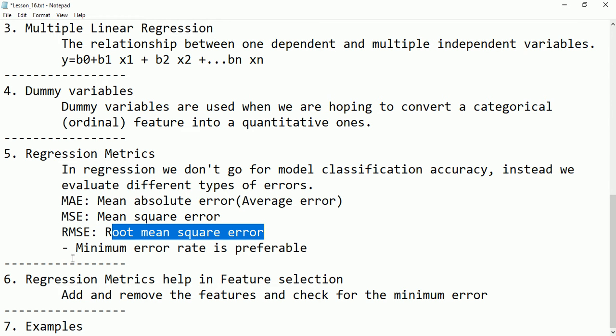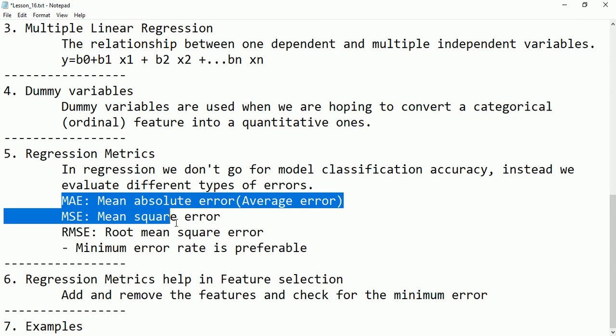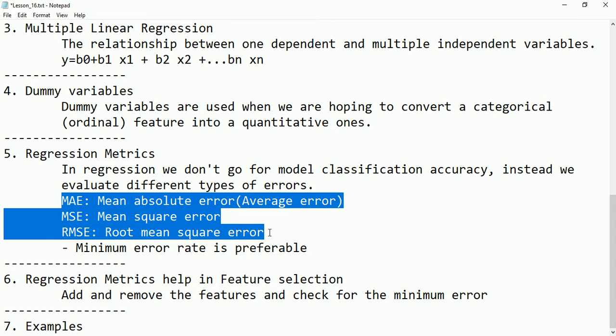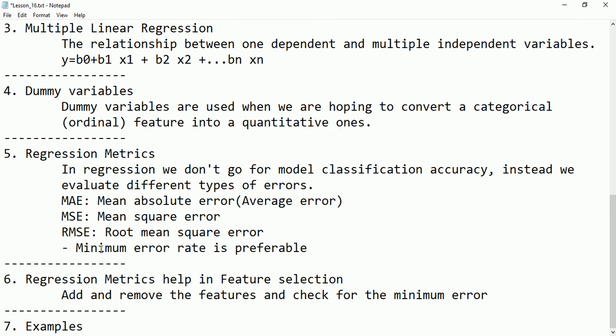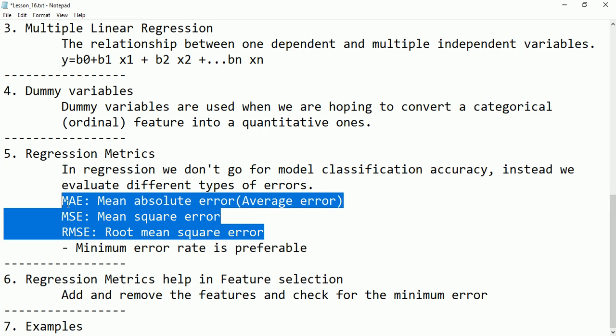The second one is called mean squared error, and we also have to calculate root mean squared error. And one thing you have to remember: a minimum error rate is preferable. We have to minimize the number of errors or the rate of error as much as we can, so that the model will be preferable. A model with maximum error is not preferable. To reduce the errors, we remove unrelated features and add features which have a close correlation with each other.